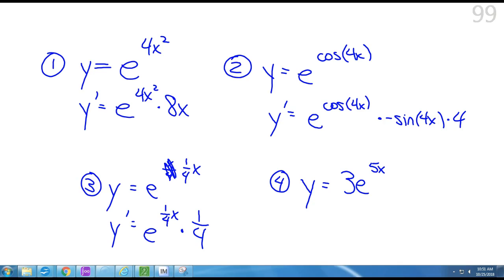For number 4, and I meant to talk about what this is the trig too, I didn't quite get to it yet. But if there's a constant in front of a trig, or an e, or an ln, the constant just drops. So the derivative of 3e to the 5x would be 3e to the 5x times 5. So just to talk through that, the constant drops, stays with it. The derivative of e is e. You leave the little guy alone, and you multiply by the derivative of the little guy.